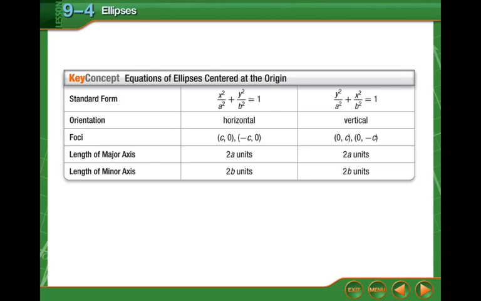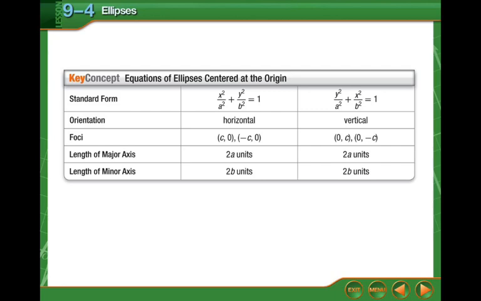And then if it's going the other way, notice now the major is still a, right? It's still 2a. And it's still the first thing that's listed, but now on top of the a squared is the y squared because it's vertical. So our major axis is going up and down. So that means that the y is going to go first. So that's how you can tell which orientation it has based on the equation.